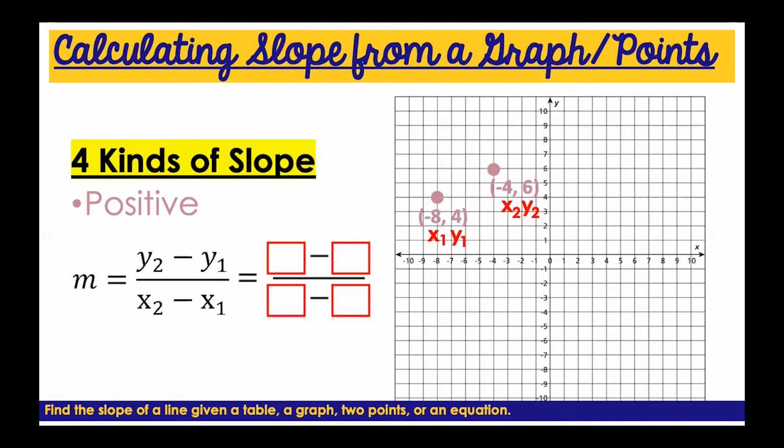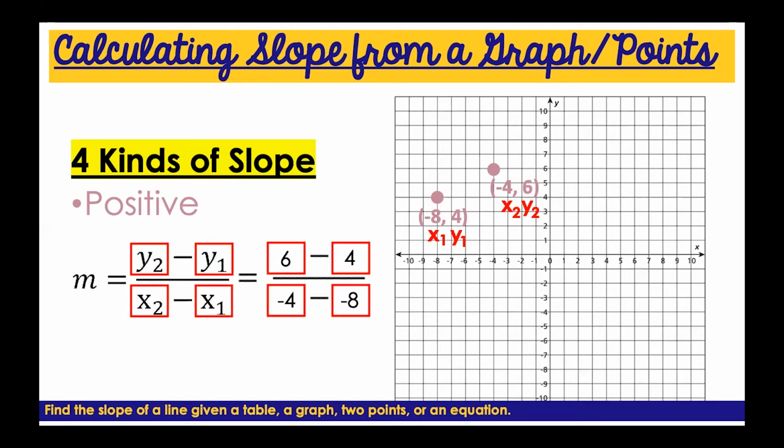Now, step 3 is to substitute into the formula. The first value I need is y2. And we see here that my y2 represents 6. So I'm going to put a 6 into my formula. Minus, always minus as part of the formula. Y1 corresponds to 4, so I'm going to put my 4 right there. In my numerator, I have 6 minus 4. Now, the next value I need is x2. My x2 is -4. Minus x1. My x1 is -8. And that leaves me with this big fraction, 6 minus 4 over -4 minus -8.